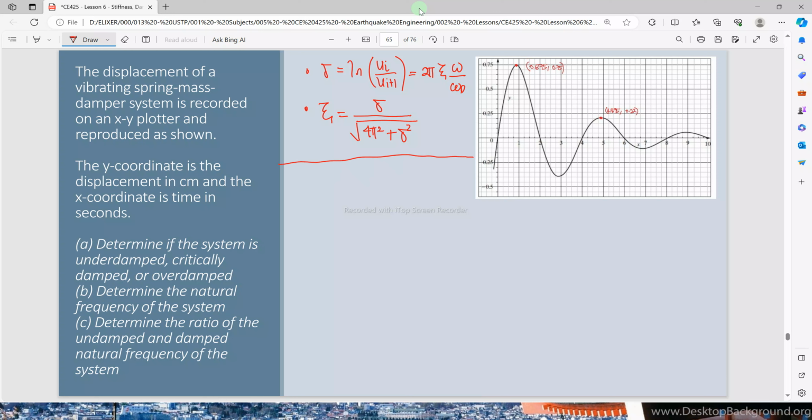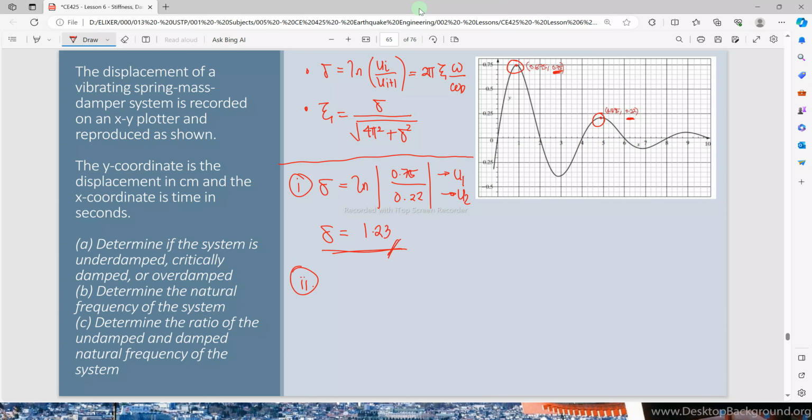So from here, we have two successive peaks. This is given by 0.75 centimeters and 0.22 centimeters. So our logarithmic decrement is equal to the natural logarithm of 0.75 over 0.22. So this is our u sub 1, and this is our u sub 2. Our logarithmic decrement is just equal to approximately 1.23.